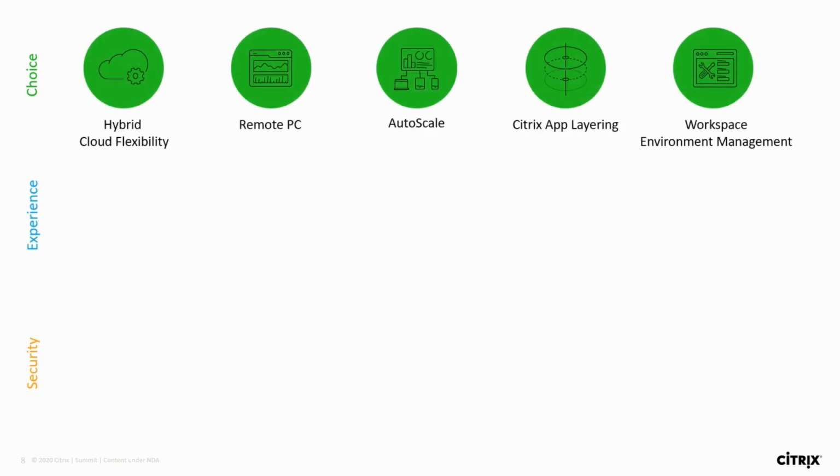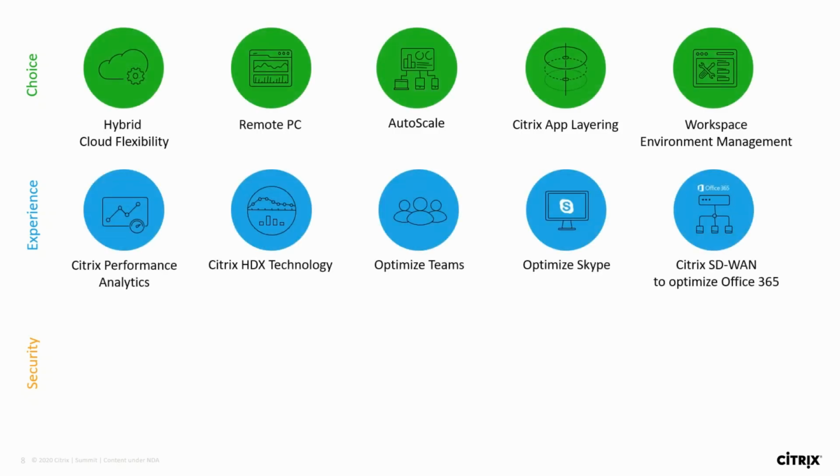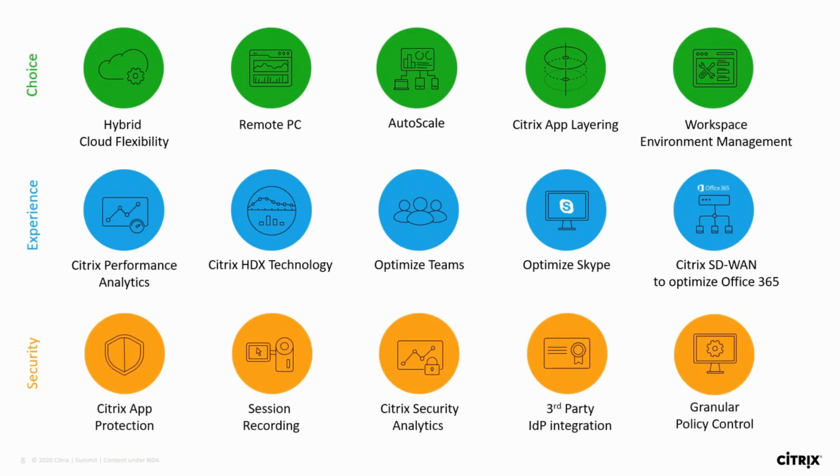And I like to break it down into three different areas when I'm thinking about that value-add proposition. We're really talking about choice, experience, and security. So this is a pretty busy slide, so I'll just focus on a couple of pieces here. Choice, we have that hybrid cloud flexibility. You can run our cloud service, have workloads on-prem and workloads in cloud at the same time, all provided to your end users in one place.